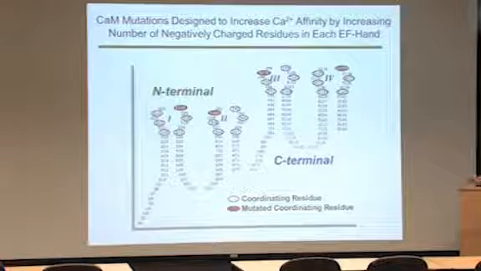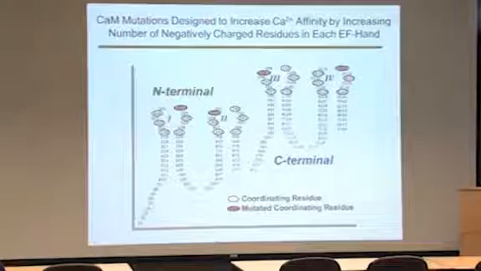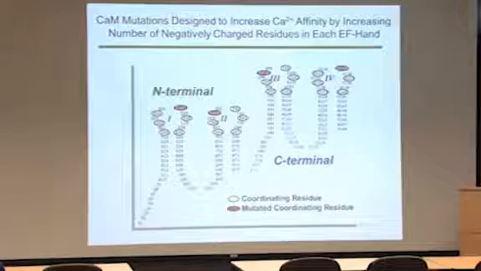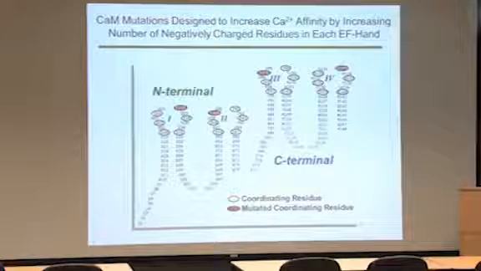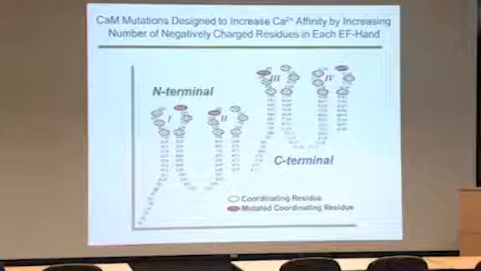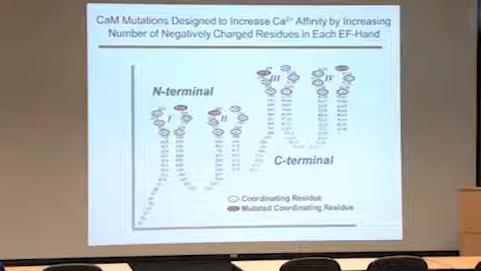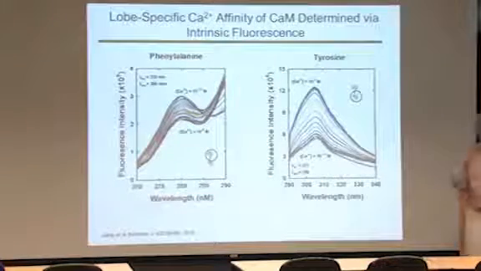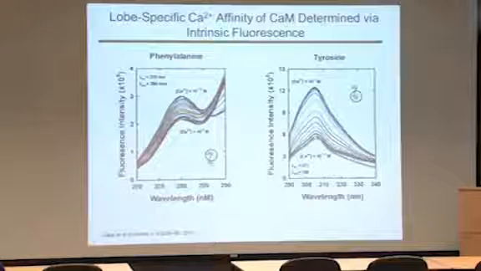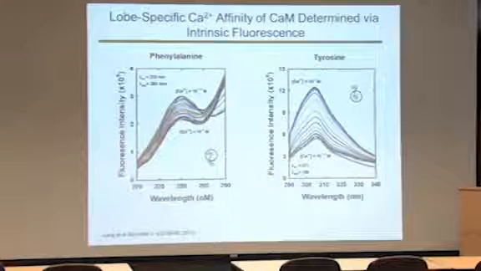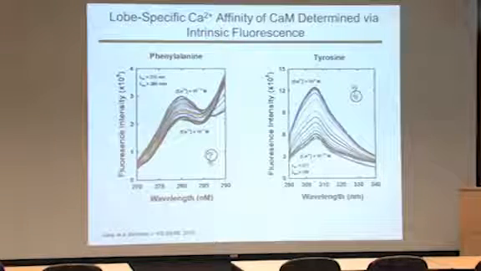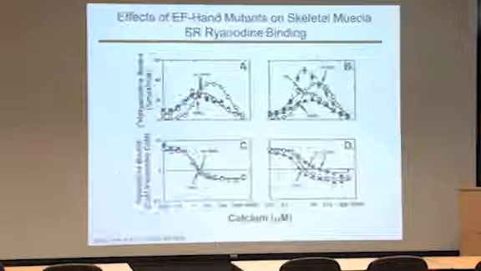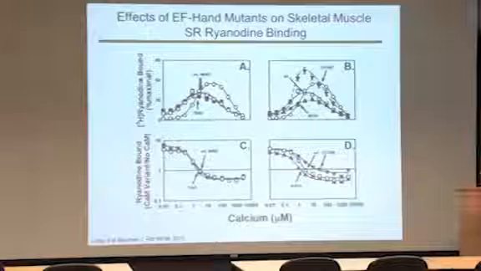So what we did was modify some of the calcium coordinating sites in the calmodulin to increase the binding affinity of individual EF hands. These are the residues in calmodulin that coordinate the calciums. These filled-in residues are the ones that we modified. Then we measured intrinsic fluorescence of both the N and C terminal lobe. The N terminal lobe has phenylalanines that you can measure the intrinsic fluorescence. The C terminal has tyrosines, so you can distinguish between the C terminal and the N terminal calcium binding. And you can measure affinities of different mutants.